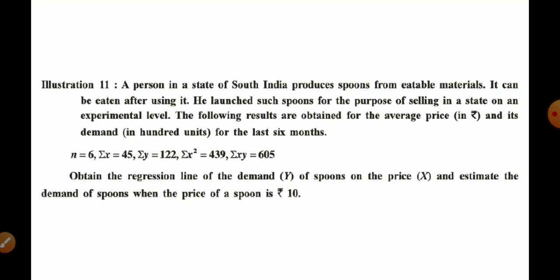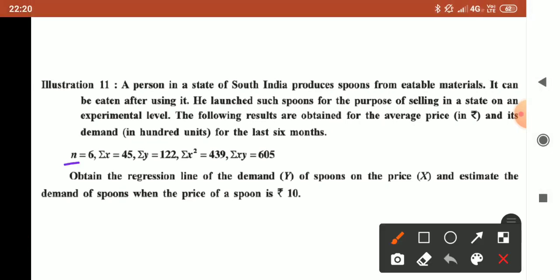Next, a person in the state of South India produces spoons from edible materials. It can be eaten after use. He launched such spoons for the purpose of selling in the state on an experimental level. The following results are obtained for the average price and its demand for the last 6 months. Here you have been provided these values.